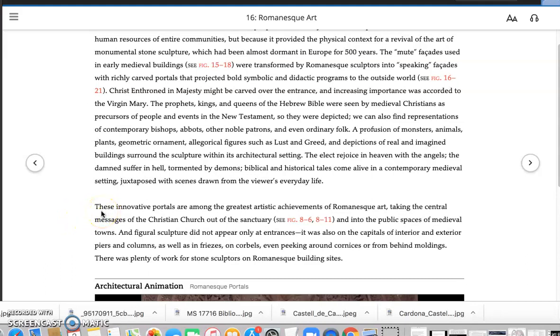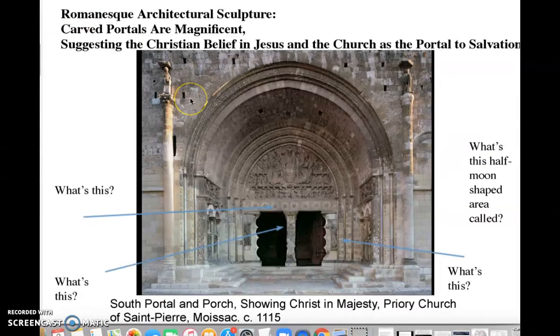An important part of this sculpture is that a lot of it was made for portals, the doorways to the stone cathedrals you've been studying. These stone cathedrals, these pilgrimage churches, have enormous, grand, and dramatic portals, partly for symbolism. The Christians of the time used the metaphor that the church was the portal to salvation. Jesus and the church were the portals to salvation.